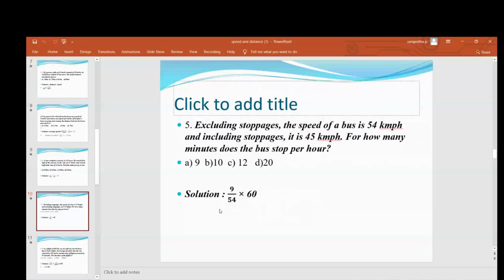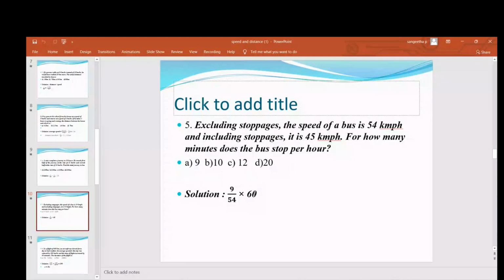So see here, excluding stoppages the speed of the bus is 54, including stoppages the speed is 45. So subtract these, 54 minus 45, I got 9. So the difference between the speeds excluding and including stoppage is 9. So 9 divided by 54 into 60. Then you get the answer. What is the answer? Anyone? Answer is option B, 10.